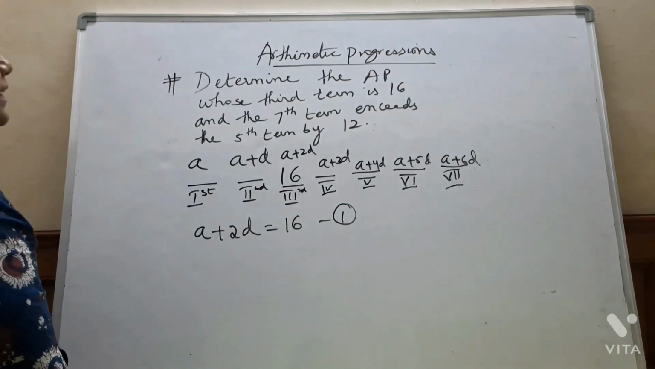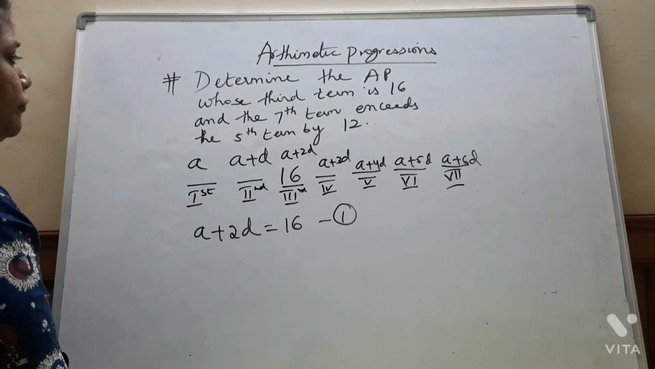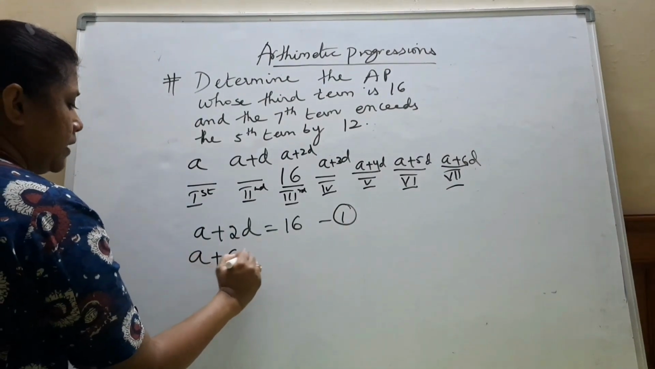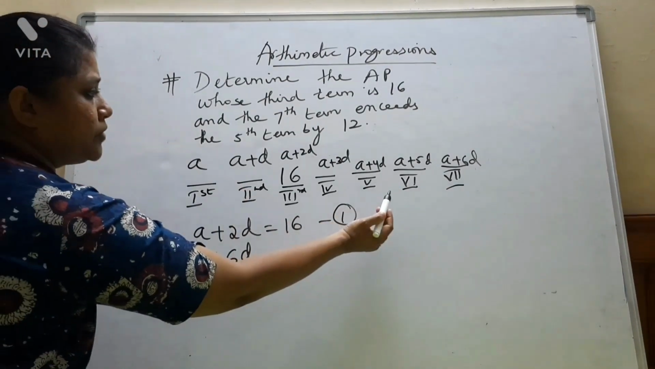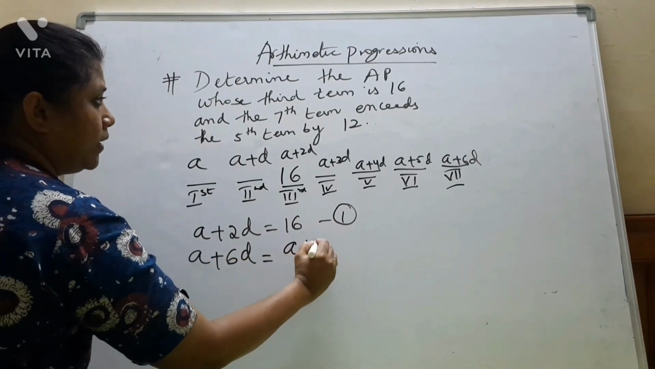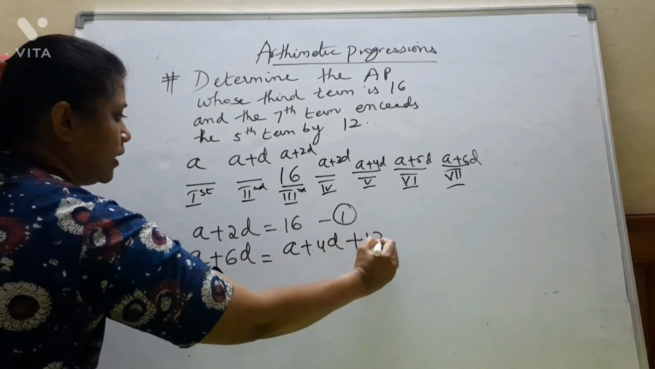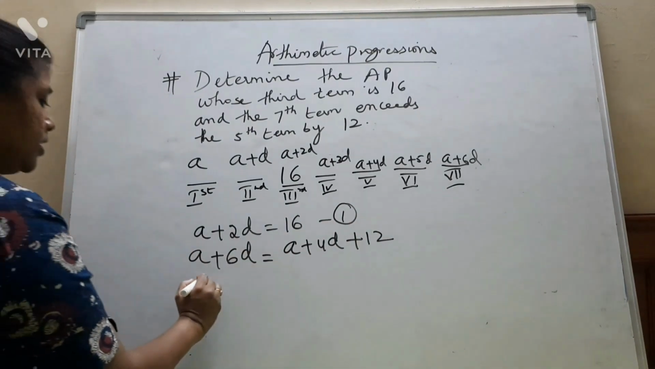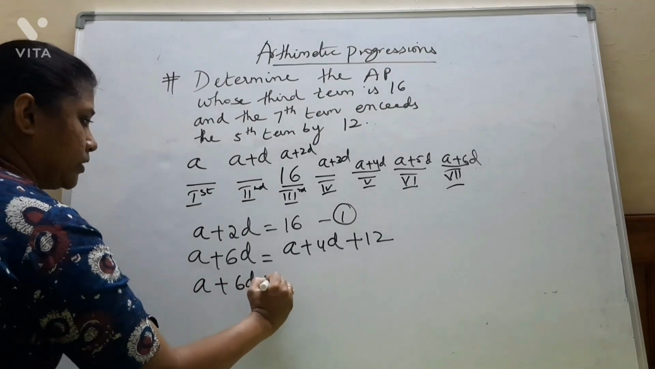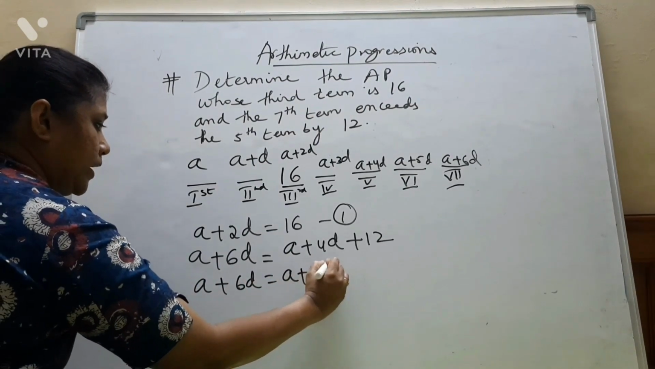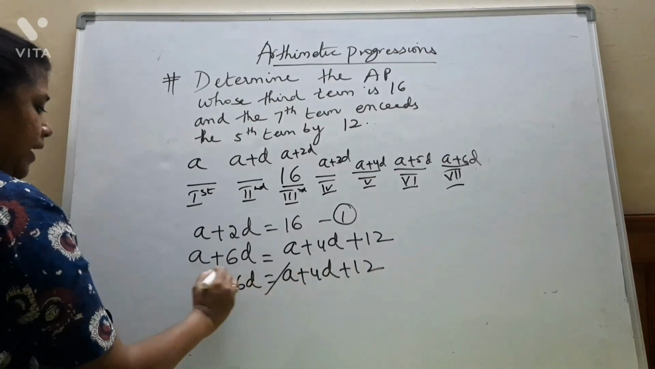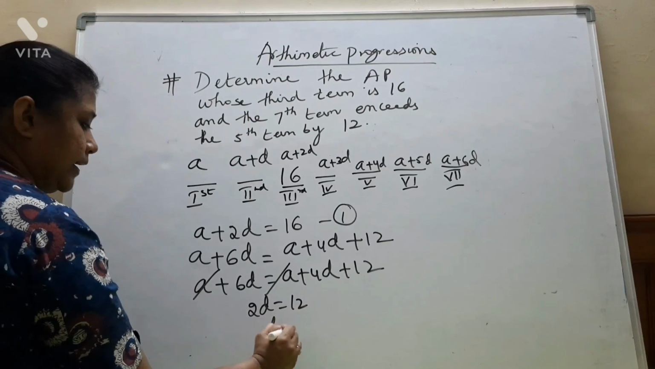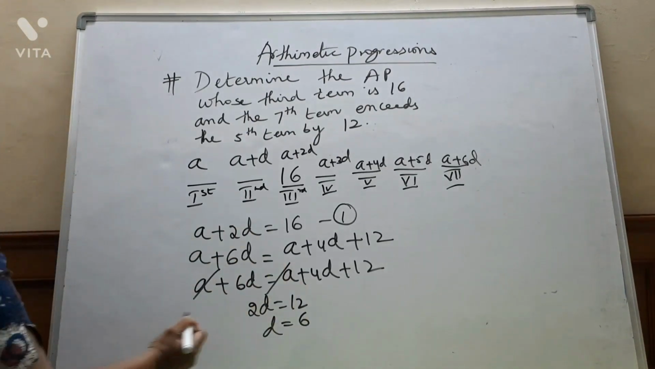Write as equation 1. And they are saying that the seventh term exceeds the fifth term by 12. What is the seventh term? A plus 6D. Is it not? It exceeds the fifth term. What is the fifth term? A plus 4D, right? By 12. That means plus 12. It says that your seventh term is 12 more than the fifth term. Understood, guys? So it is A plus 6D is equal to A plus 4D plus 12. Your A cancels. So 4D comes this side. 2D is equal to 12. D is equal to 12 by 2, which is 6.